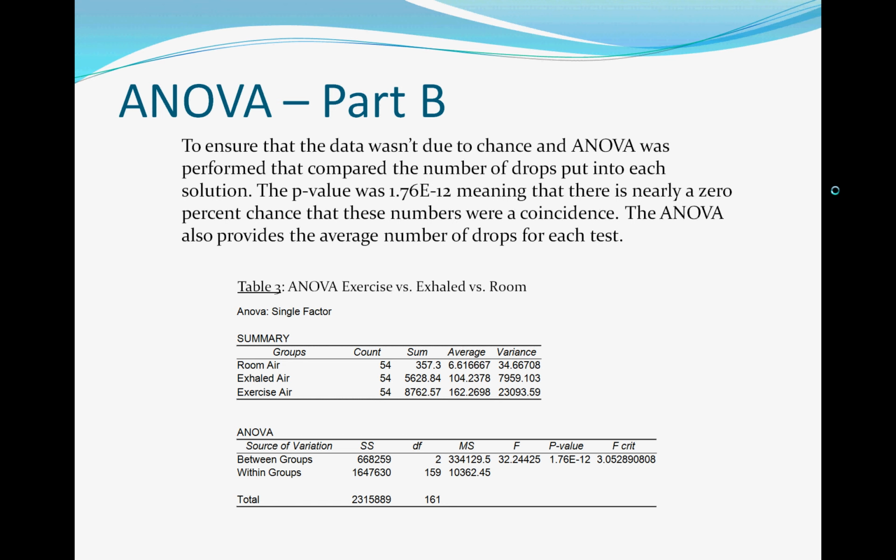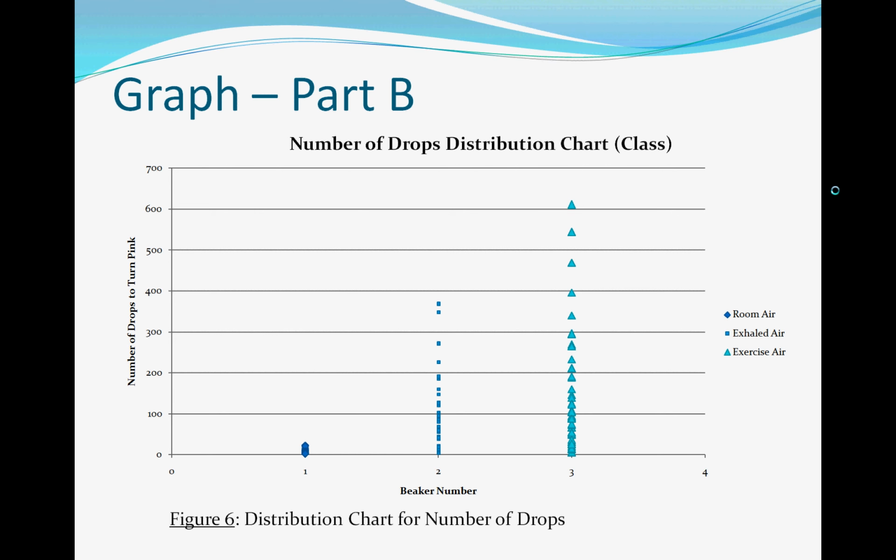You can see the average for room air is 6.6 drops. This is for drops to get it back to pink. And then the exhaled air was 104 and the exercise air was 162. So you can see there's a large difference. This is also shown again here by the graph. You can see that room air is a very low amount of drops, exhaled air is in the middle, and exercise air is a much higher amount of drops.